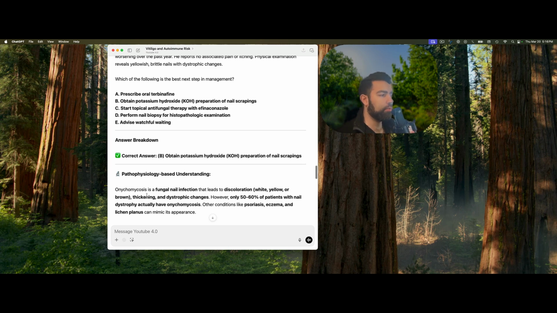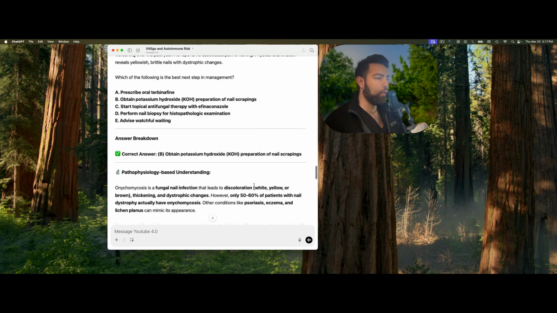pathophysiology. This is a fungal nail infection, right? It's leading to white, yellow, or brown discoloration of the nails. It thickens them and turns them dystrophic. And only 50 to 60% of patients with nail dystrophy actually have onychomycosis. So other conditions need to be considered, like psoriasis, eczema, and lichen planus, right? They can somewhat resemble the discoloration.